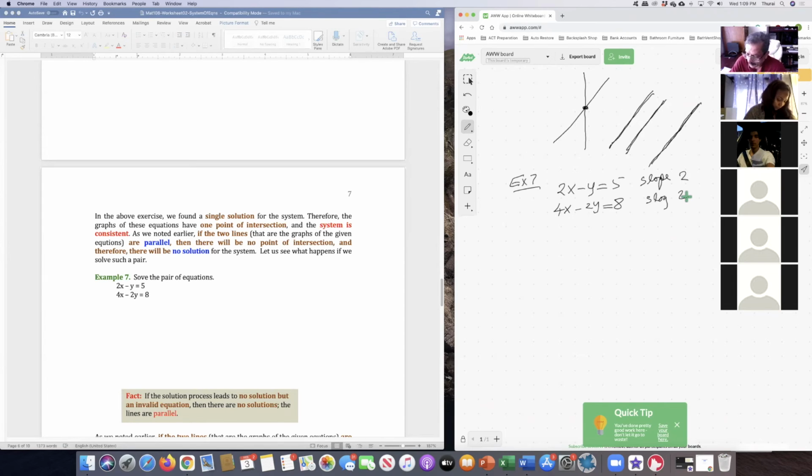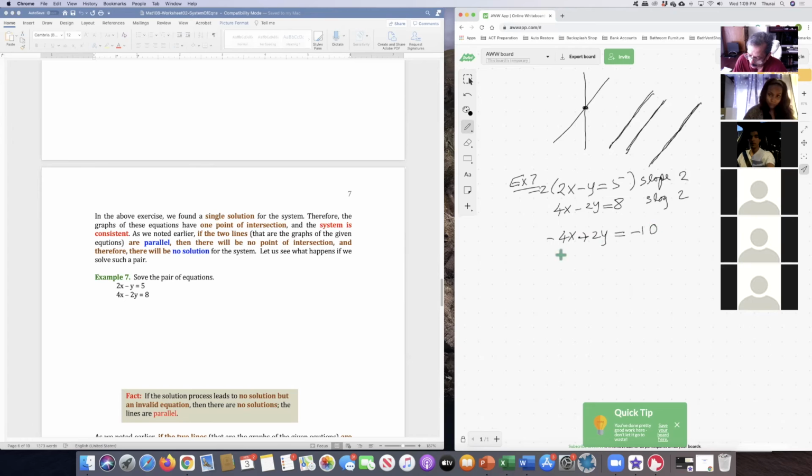Now, what will happen if I solve them by the elimination method? They're parallel, which means there is no solution, right? If there's a solution, then we can find it by this elimination method. So let's apply the elimination method. Let's try to eliminate the x. What do I multiply the first equation by to eliminate it? -4, -2. -2. So I'm writing -2 times the first equation, which is -4x plus 2y equal to -10.